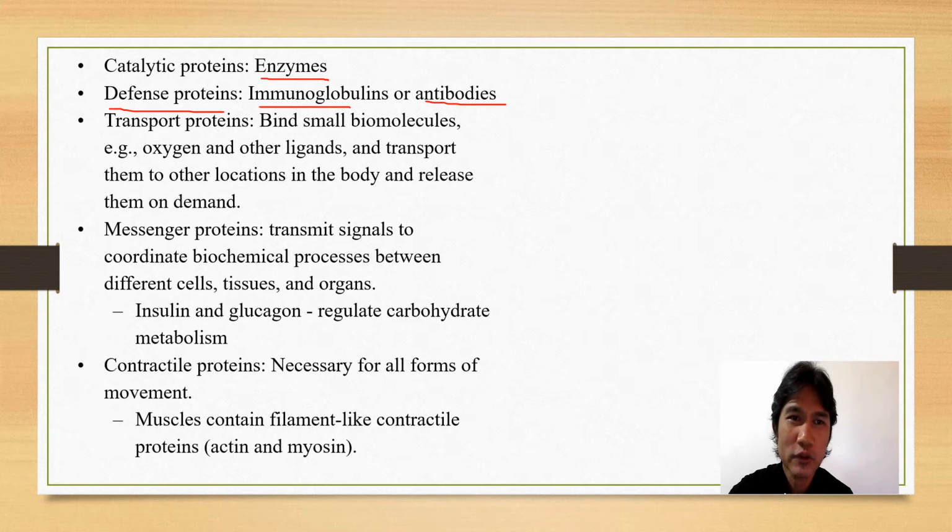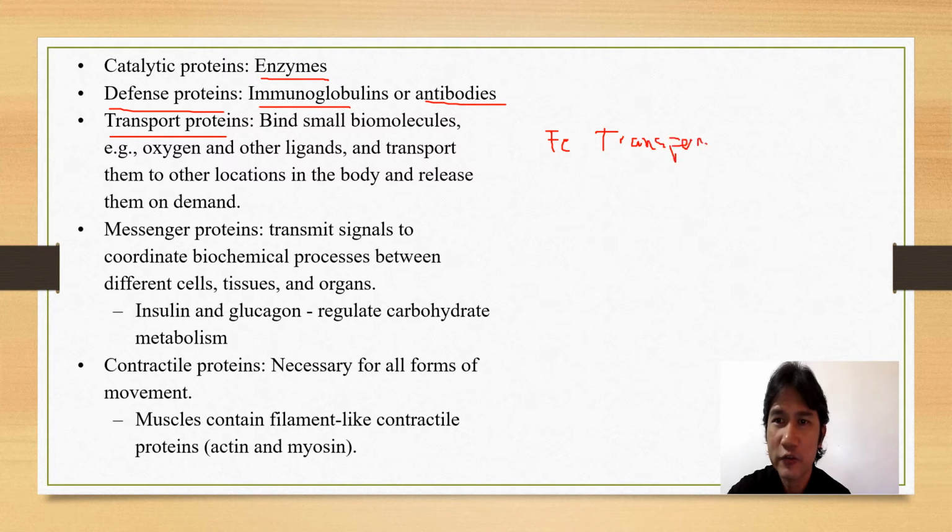Proteins do the defense in our body in the form of immunoglobulins, or what we know as antibodies. Some proteins could transport molecules to the different parts of the body. They are called transport proteins. For example, the protein that transports iron is called transferrin. The protein that transports oxygen is called hemoglobin.